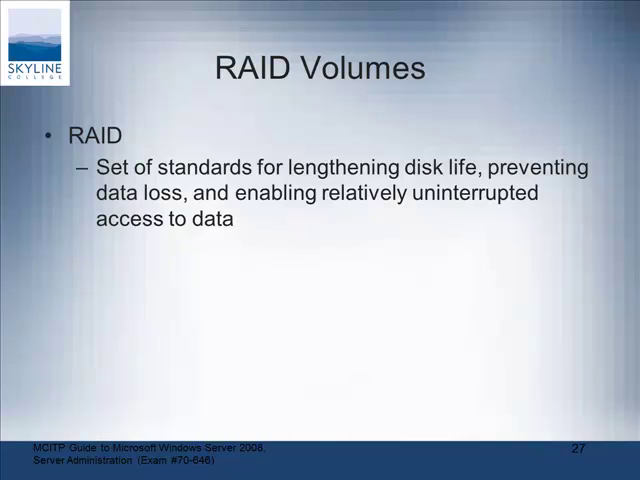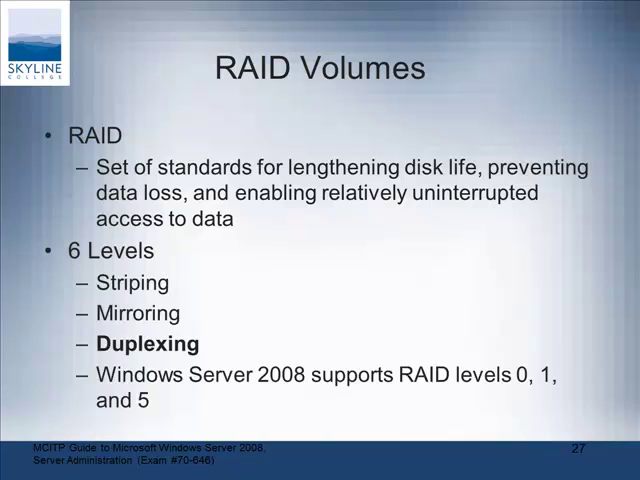The RAID volumes, I think we already addressed these early on in the objectives. Let's talk about what each of them is. Striping, mirroring, and duplexing support RAID levels 0, 1, and 5. Mirroring and duplexing are basically the same, depending on how many disk controllers you have. If you have separate disks in the mirror on separate controllers, it's a duplex. If on the same controller, it's a mirror. With striping, we can have RAID 0, which has no parity bit, and RAID 5, which has a parity bit.